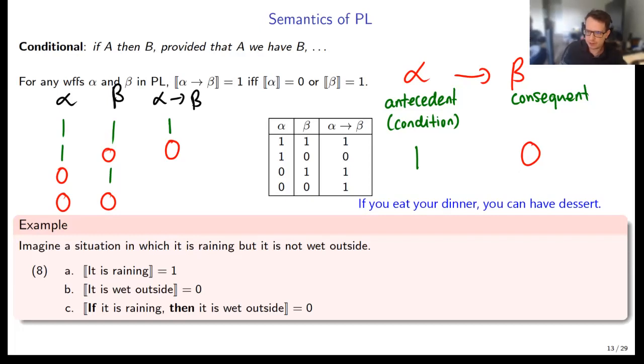Are there any comments or questions about that row?